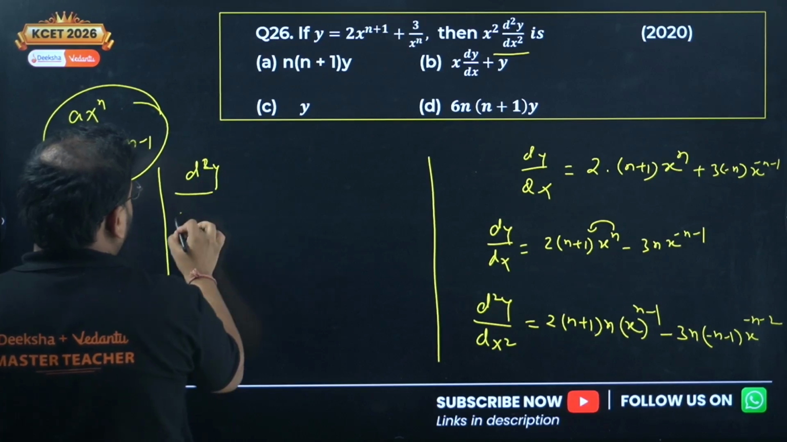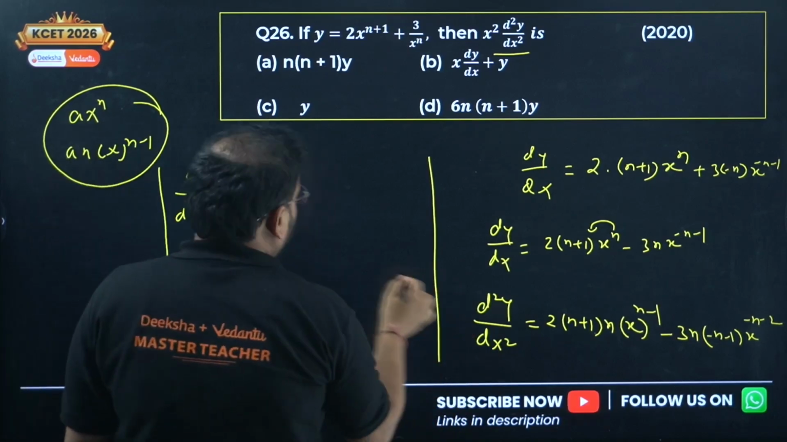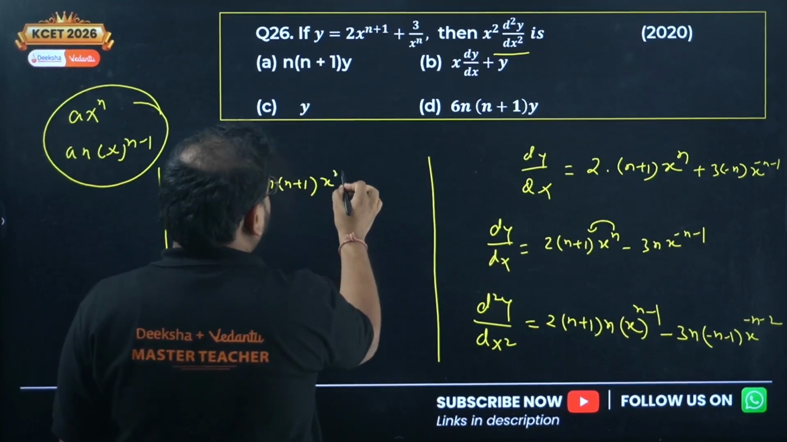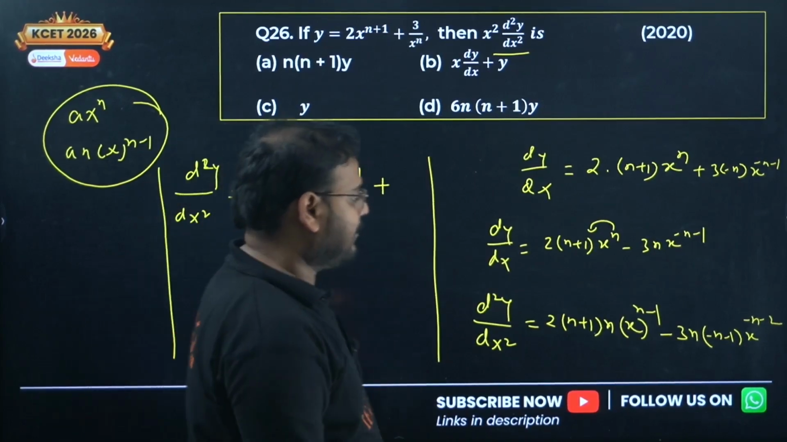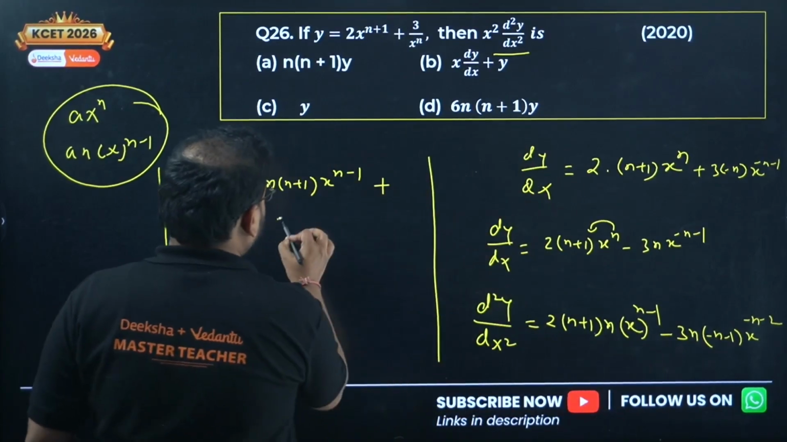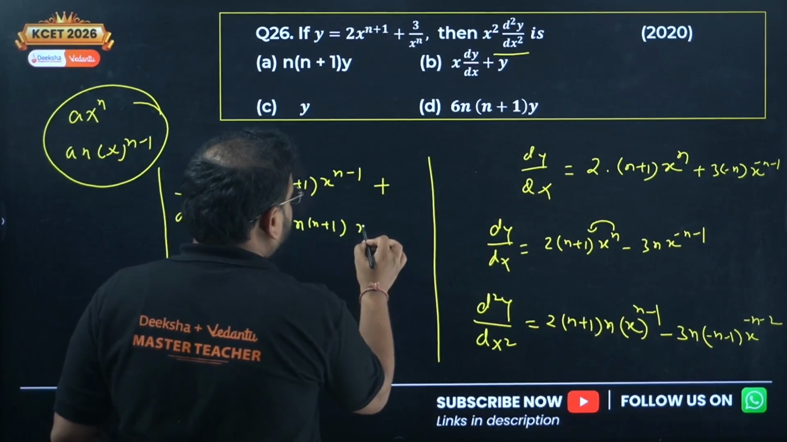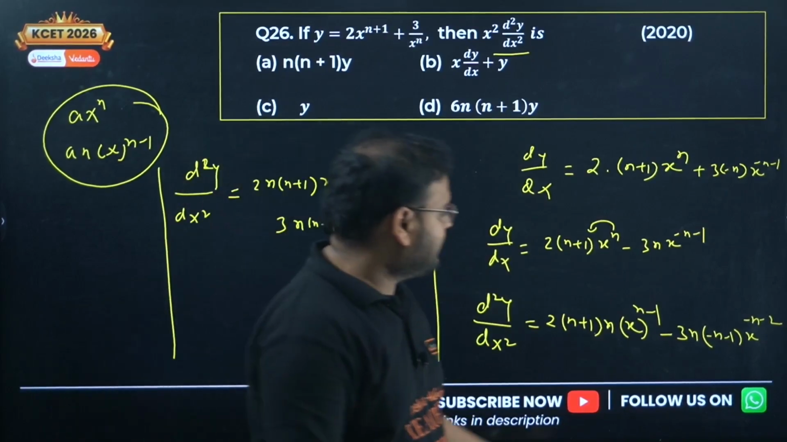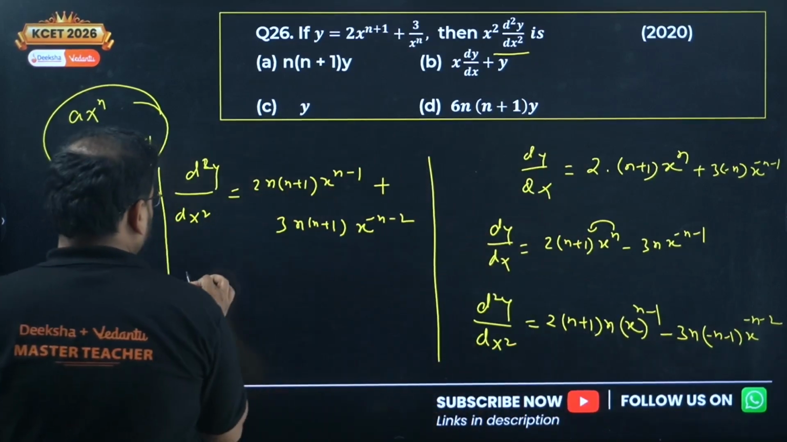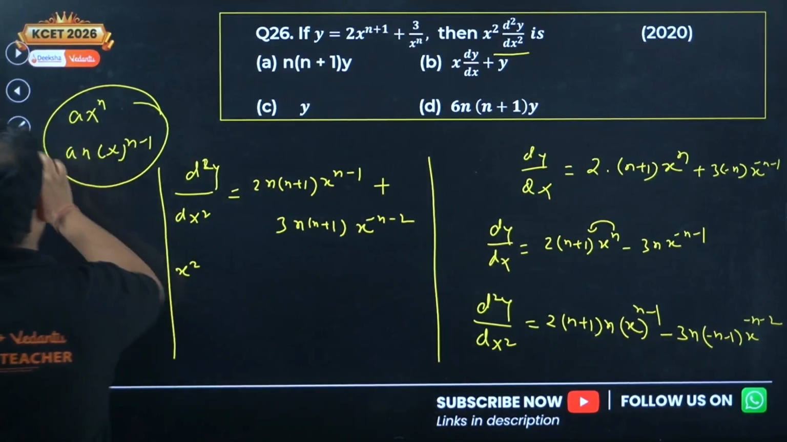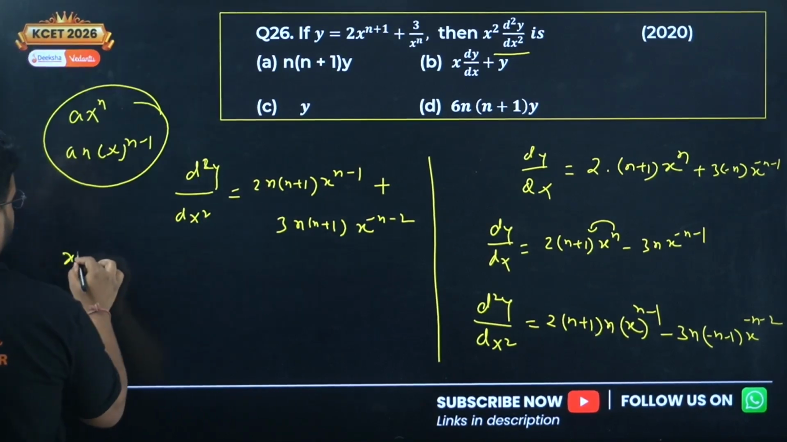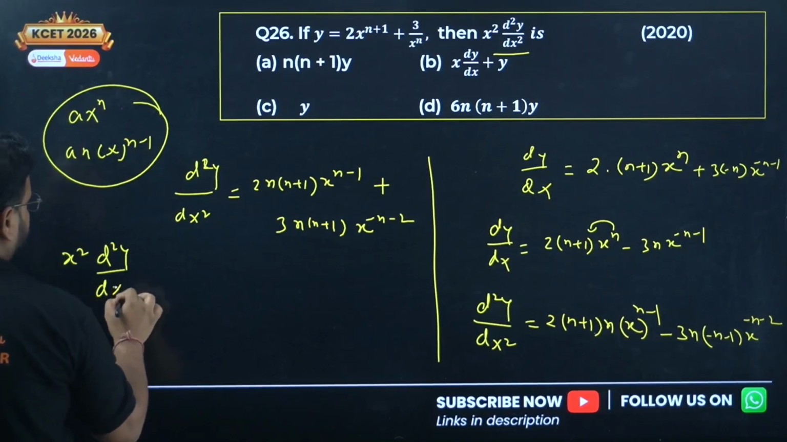d square y upon dx square. Let's simplify this now. What I have? 2 times of n into n plus 1 x power n minus 1. There comes a plus sign, because if you take the minus sign common over here, it becomes minus into minus is plus. So plus sign comes. 3 times of n into n plus 1 x power minus n minus 2. Check. I've taken the minus sign common, it becomes plus sign x power minus n minus 2. Now multiply x square to this. X square d square y upon dx square.